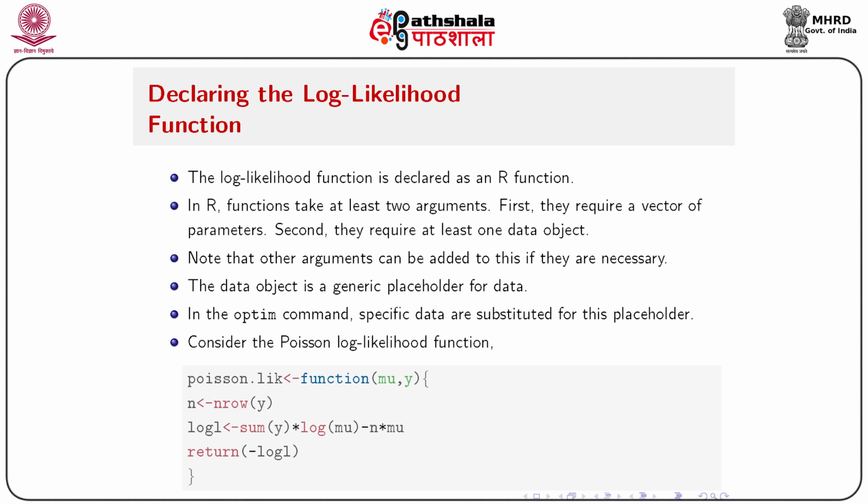The data object is a generic placeholder for data. The optim command specific data are substituted for this placeholder. Consider the Poisson log likelihood function. Say Poisson.lik equals function, mu is the parameter and y is for data. Two arguments, as I told, and then n equals nrow of y, and y is a data matrix. Then logL is sum of y times log mu minus n times mu, and then we return the negative log likelihood. So this is the log likelihood function. That's the way you should define the log likelihood function to use the optim function for maximization.